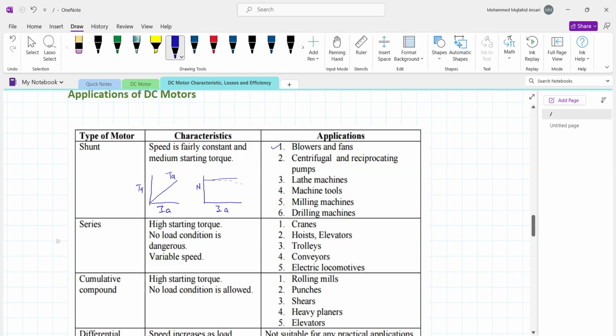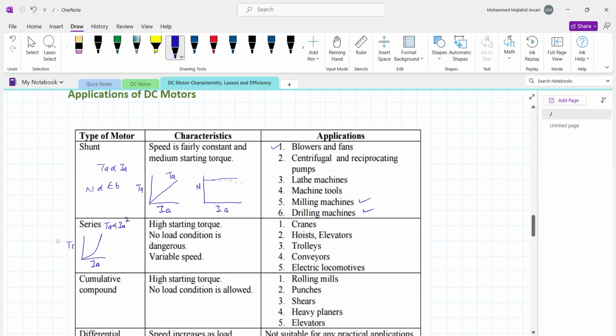So here, drilling machine, milling machine, where constant speed is needed, we can use the DC shunt motor. Now second is the DC series motor. In the series motor, the important characteristic is that armature torque is higher, meaning it is the square of current. So at a small value of current also, the value of torque will be more as compared to the DC shunt motor. The DC shunt motor torque is directly proportional to current and speed is directly proportional to only EB.